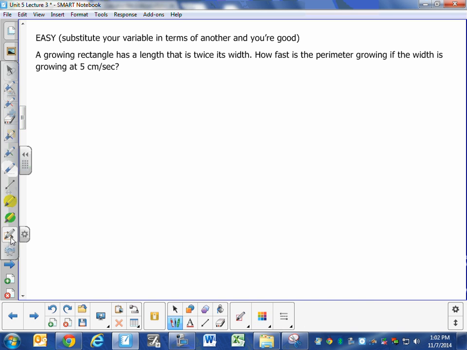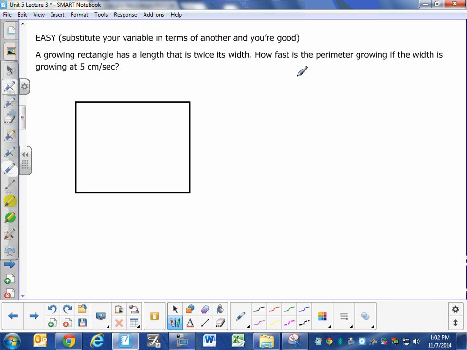So back to my rectangle. However, I'm concerned with the perimeter. And I want to know dP/dt. And I'm told that dW/dt is equal to 5. Well, I got A equals LW. Oh, that's the area. I got P is equal to 2L plus 2W.